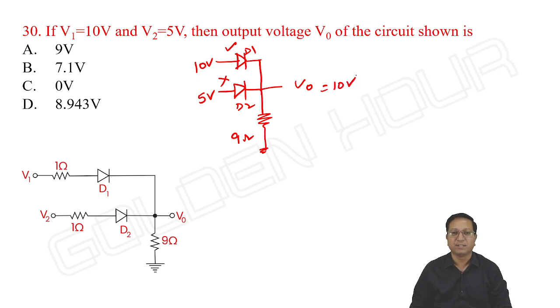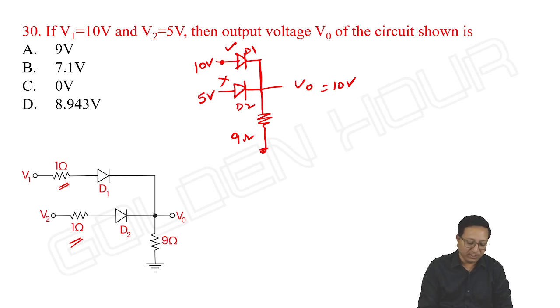Ideal diodes I am taking, because nothing is mentioned about the diode forward voltage and all. A very, very simple thing, because when cathodes are at the same potential, then the diode with the highest anode voltage only conducts. That's what we have seen. Okay, but the problem is not so. Here 1 ohm resistors are connected. Then definitely when a resistor is connected in a diode circuit, that will change things a lot.